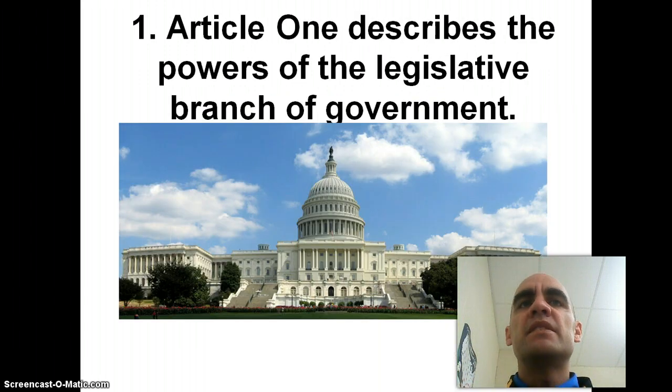Article 1 describes the powers of the legislative branch of government. Again, we're talking at the federal or national level. I'll use both of those words. The legislative branch is divided into the House of Representatives and the Senate. It talks about qualifications to hold office in either of those 2 chambers, and also talks about what they can and cannot do. Again, we'll get more in depth to this in class.